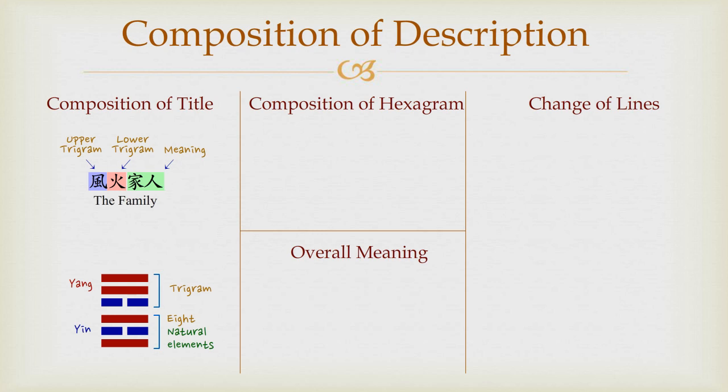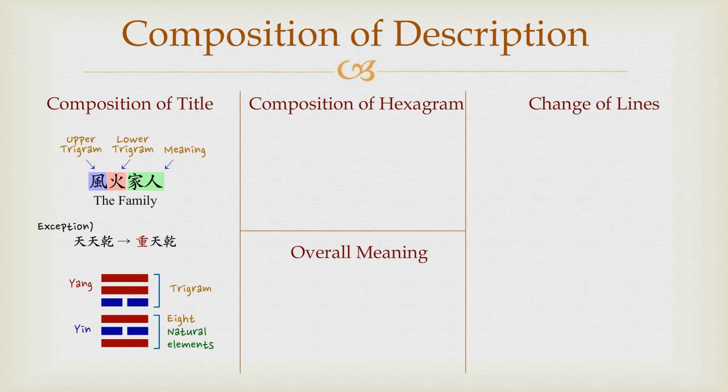One exception to the composition of Chinese characters occurs when the 2 trigrams are of the same type. In such cases, instead of repeating the same character twice, the first character changes to the Chinese character representing double. Composition of hexagram. There are 3 parts to the detailed description of each hexagram: composition of the hexagram, overall meaning, and the change of each line.